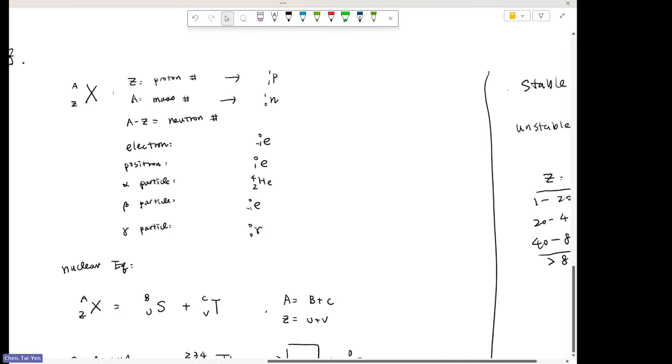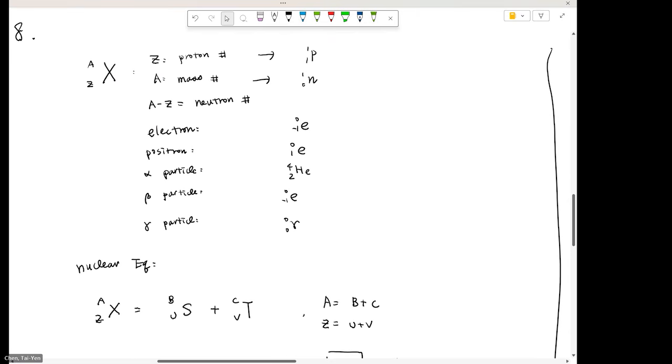Chapter 18 is all about the atomic symbol, so you should know how to write an atomic symbol. Typically you have this form where X is the element symbol, Z is your proton number, and A is your mass number. You can calculate your neutron number by using A subtract Z.